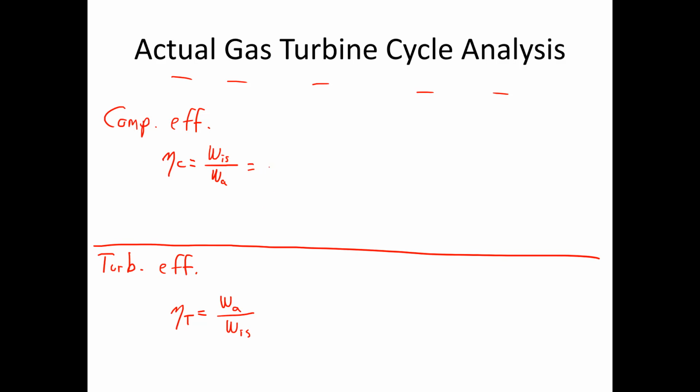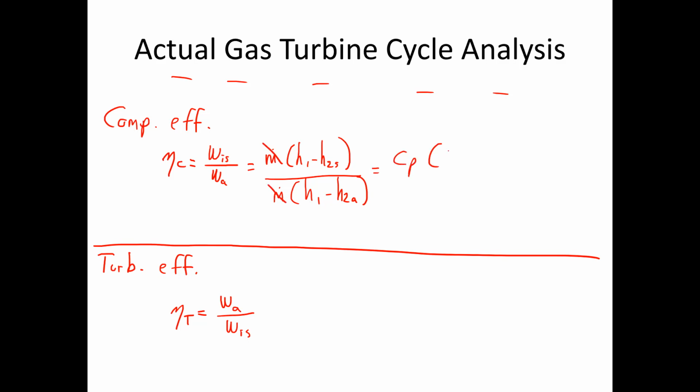So we can expand this. The isentropic work for the compressor is mass flow rate times the change in enthalpy, so it would be h1 minus h2s. h2s means the enthalpy coming out of the compressor if the compressor were isentropic. That is divided by the mass flow rate times the enthalpy in minus the actual enthalpy coming out of the compressor. Here we can cross out our mass flow rates.